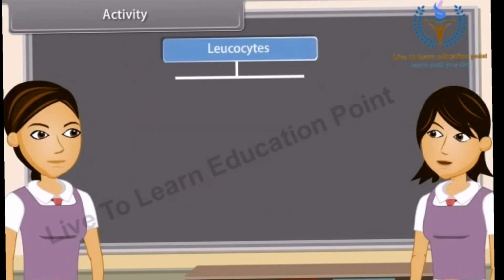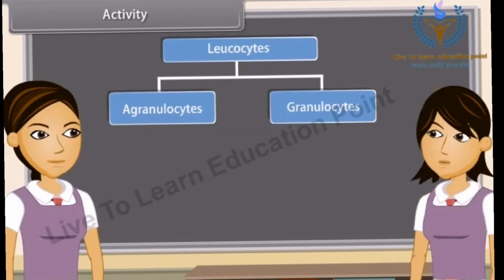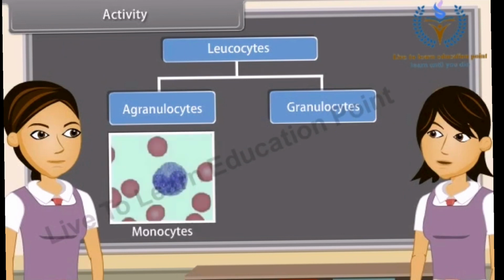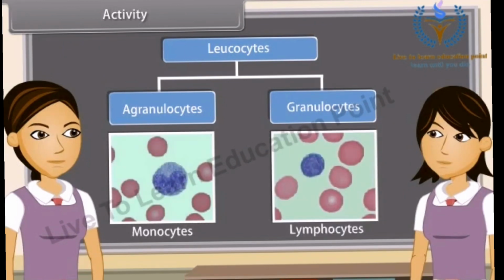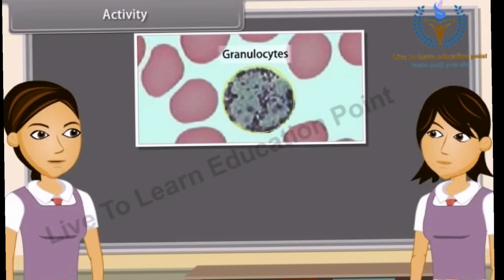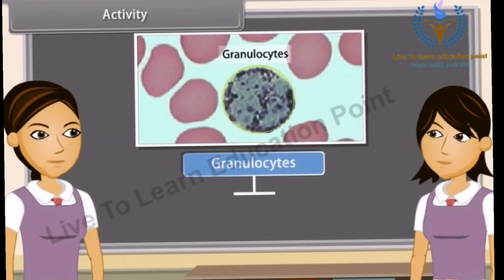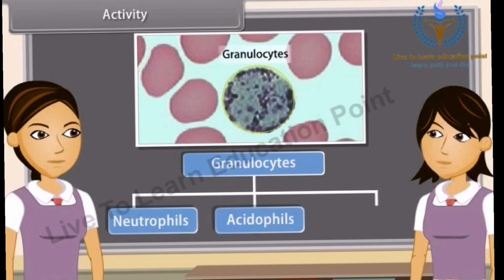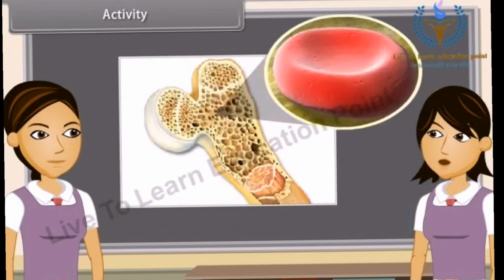They are of two types: agranulocytes, without granules and with a non-lobed nucleus. These are of two types: monocytes and lymphocytes. Granulocytes contain cytoplasmic granules and a lobed nucleus. They are of three types: neutrophils, acidophils, and basophils. Blood platelets are minute, anucleated, fragile fragments of giant bone marrow cells called megakaryocytes.